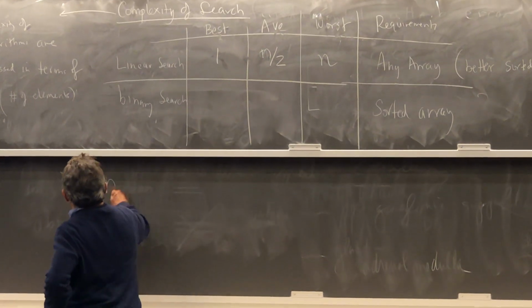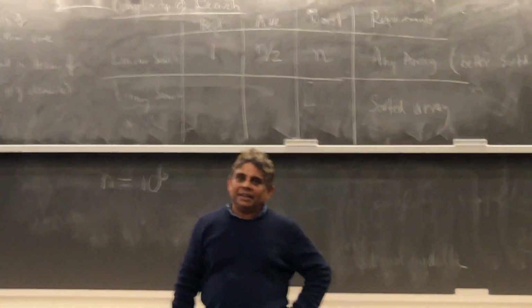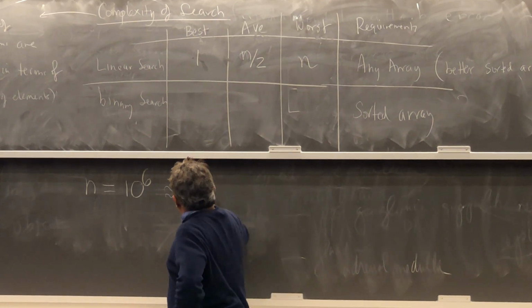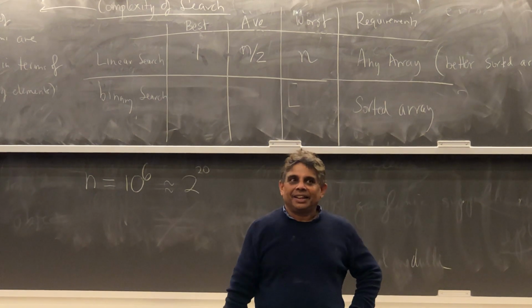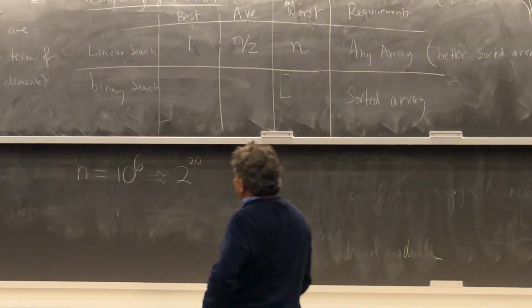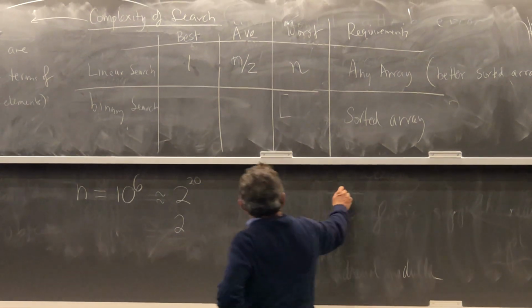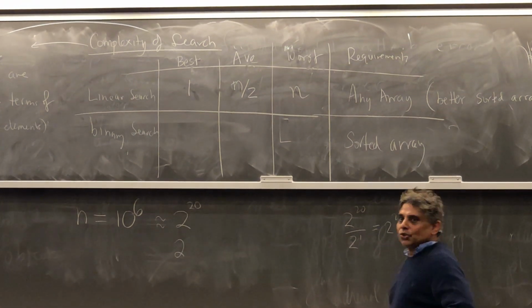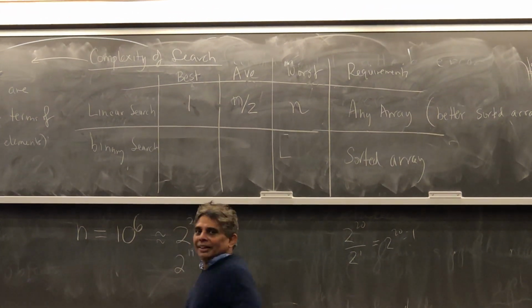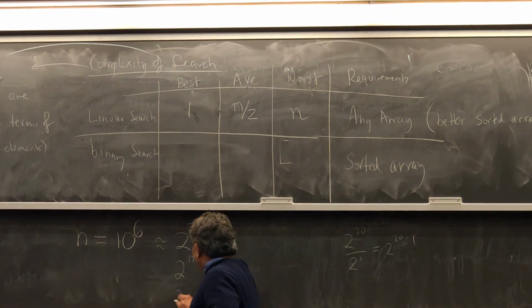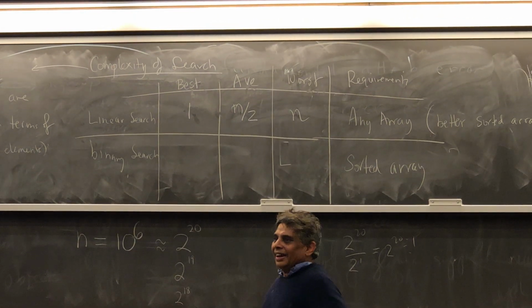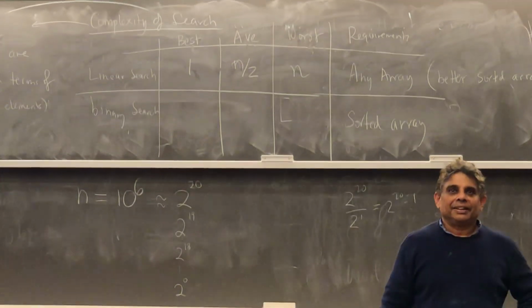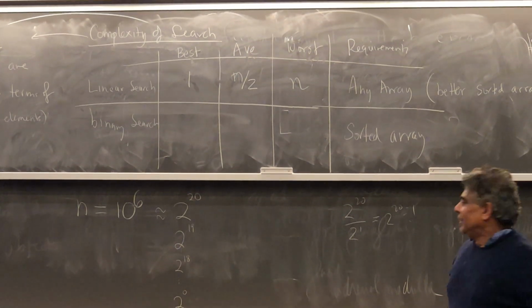Okay, suppose your array size is 1,000,000. This is roughly 2 to the power 20. After one comparison, this will become 2 to the 20 divided by 2. We know from algebra, this is 2 to the 19. And if you divide it again, it becomes 2 to the 18. You keep doing it until it gets to 2 to the 0. Well, what is 2 to the 0?